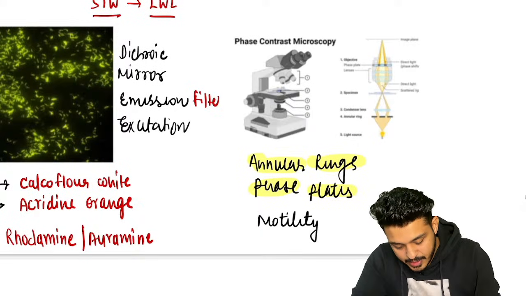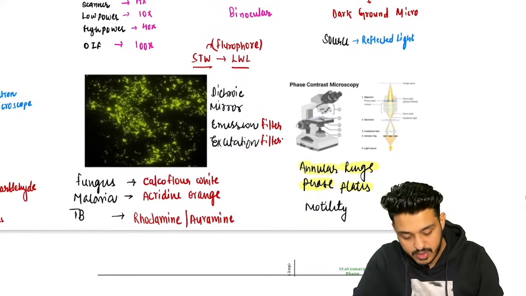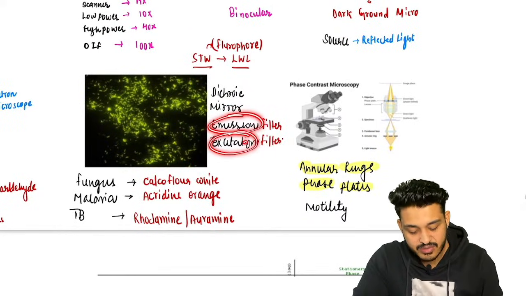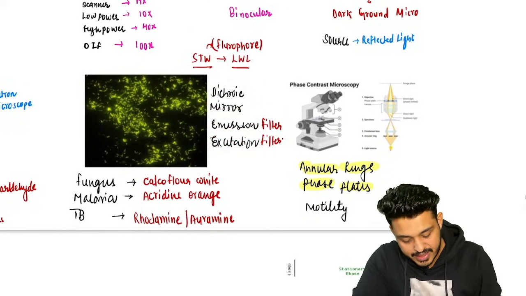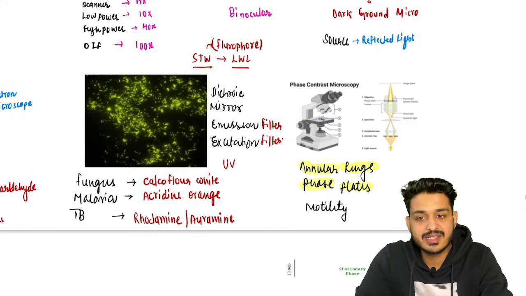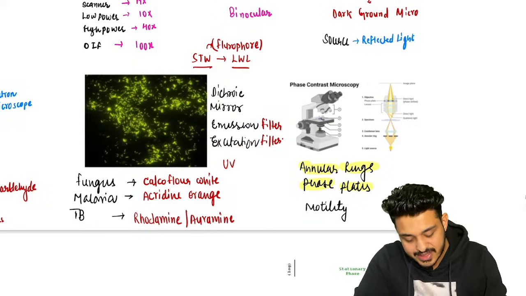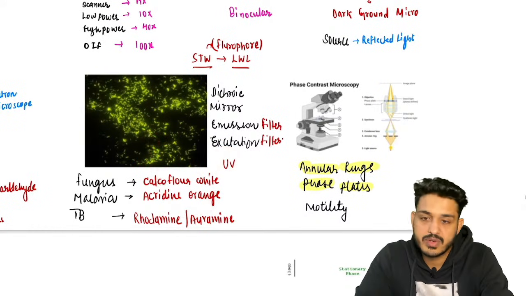If they ask you what the dichroic mirror is a feature of, or in the question you see emission filter, excitation filter, dichroic mirror, your answer will be what? These are the keywords you have to focus on: emission filter, excitation filter, dichroic mirror. The source of light is going to be what? UV light that is coming from the xenon lamp, right? So all these things go in favor of fluorescent microscopy, right?